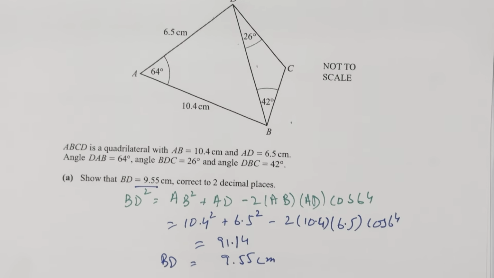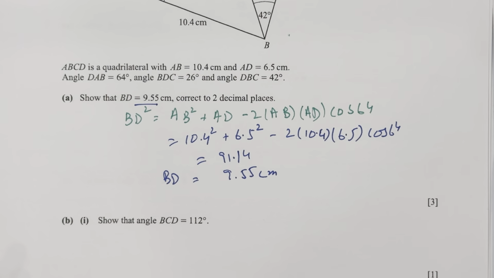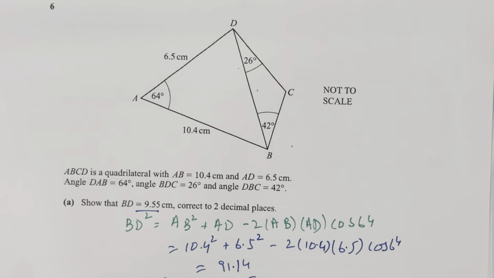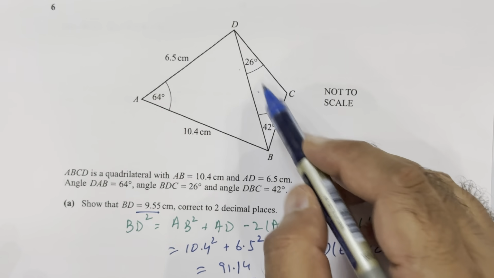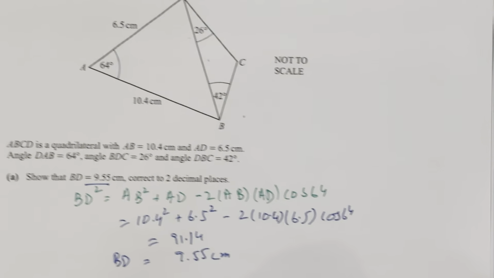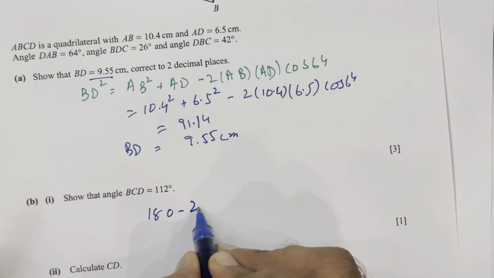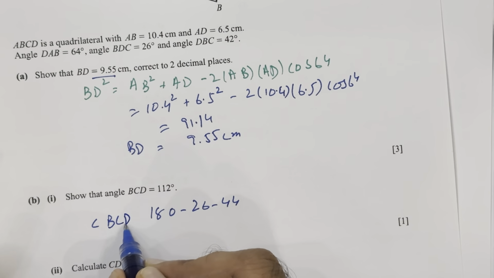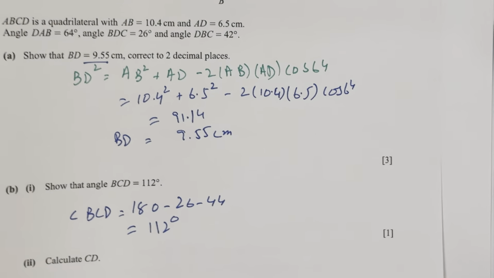Moving to its part B, first part: show that angle BCD is equal to 112 degree. So we know that this angle is 26, this angle is 42, so we can add them and subtract from 180 to get the value. So 180 minus 26 minus 42 should be equal to angle BCD, that is equal to 112 degree. This is how we have shown that.